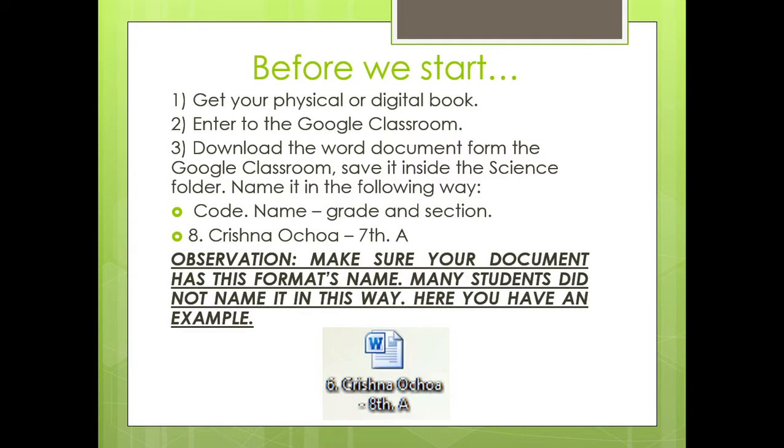Something extremely important, just like you can read there in the observation: it's crucial that you have this name in your Word document, because I noticed that last week many students did not have the appropriate name in the Word document. There you have an example in the picture. And one more time, you have the code, name, grade, and section. Remember that in the rubric that I use to evaluate your work online, I specify a specific section for the format. So if you don't have this format in the Word document, you will have fewer points. So make sure to pay attention to this before we start.